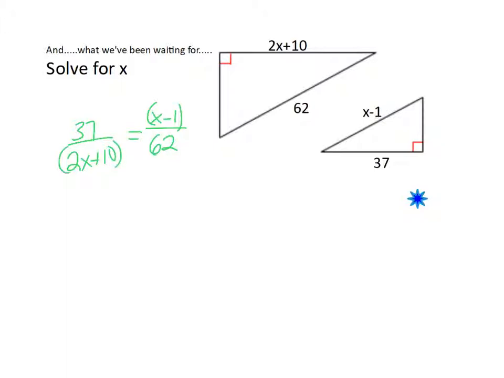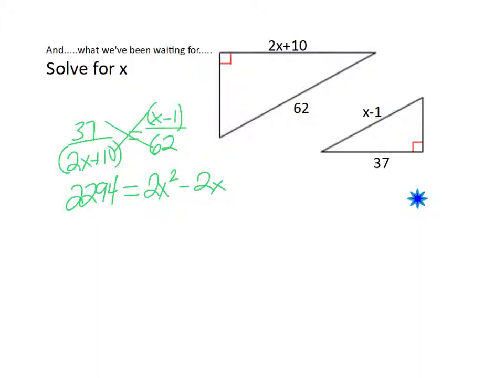All right, now I'm going to do cross products. This is going to get messy. Here we go. 37 times 62. All right, got that. That's 2,294. And it equals, the other direction I'm going to have to do FOIL. So when I multiply first, that's 2x and x. Multiply the first, I'm going to have 2x squared. Okay, then I'm going to multiply the outer, so that'd be my 2x and my negative 1.